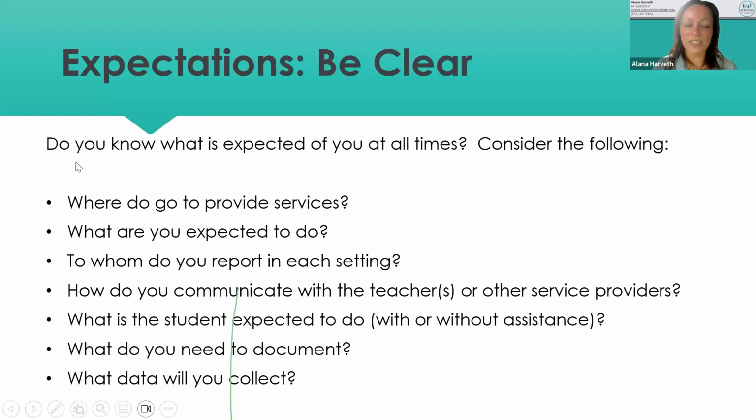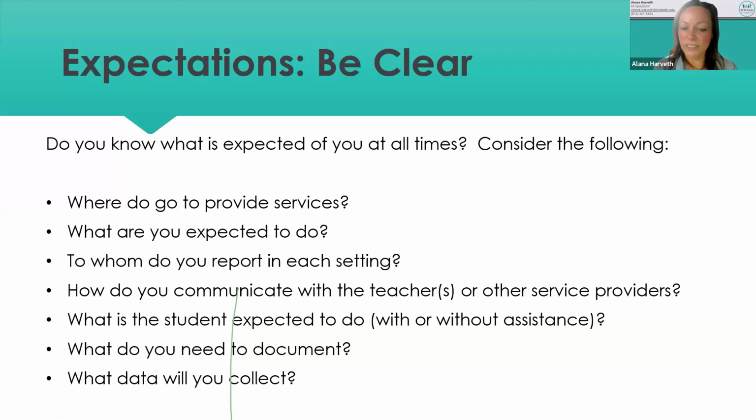So I'm just thinking about your day. Do you know what is expected of you at all times? Consider it. Where do you go to provide services? What are you expected to do at that time? To whom do you report in each setting if you have to? And how do you communicate with a teacher and or other related services providers of the data?